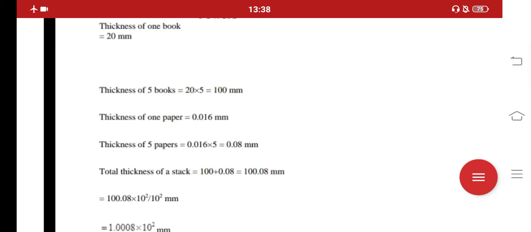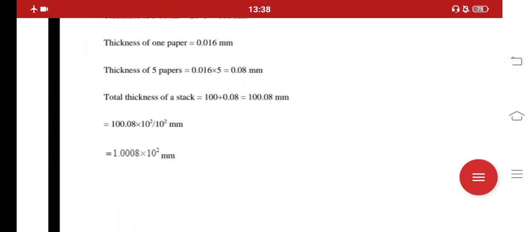Now again, how many sheets of paper are there in total? There are a total of 5 sheets of paper, each of thickness 0.016 mm. So this is 0.08 mm. Now the total thickness of the stack means books including paper sheets. So that is 100.08 mm.